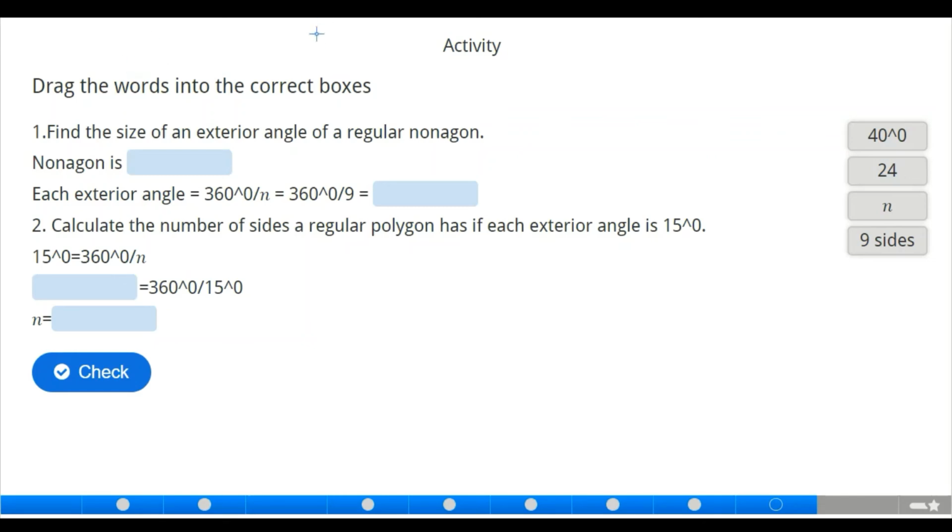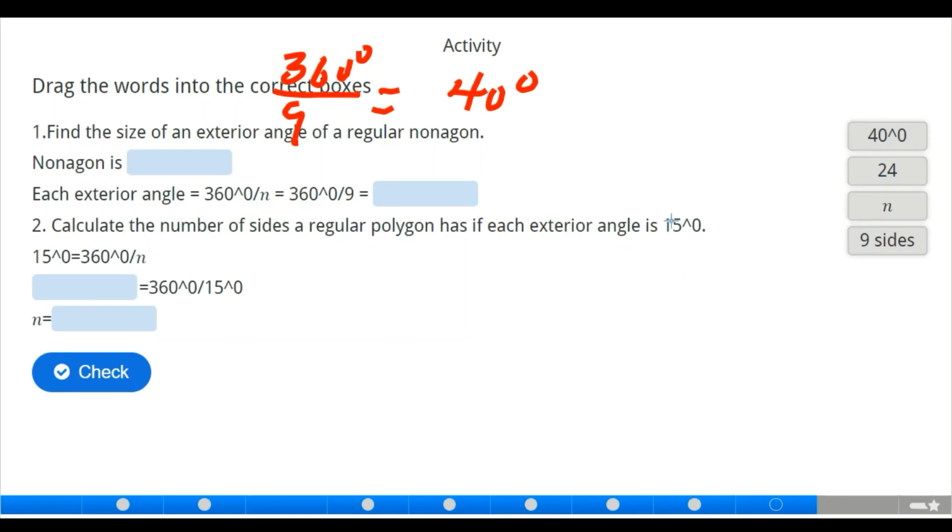So if that is the case, then the size of the exterior angle is 360 degrees divided by 9. Since n is 9, the number of sides, when you divide 360 by 9, it gives us 40 degrees. So each exterior angle of a nonagon is 40 degrees.